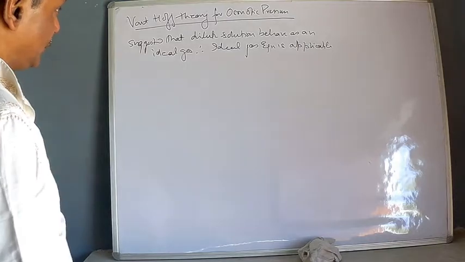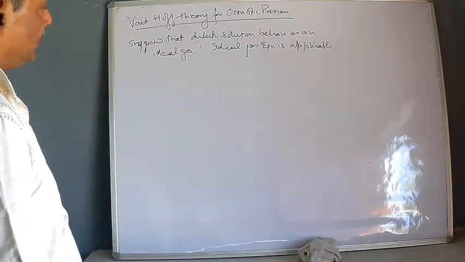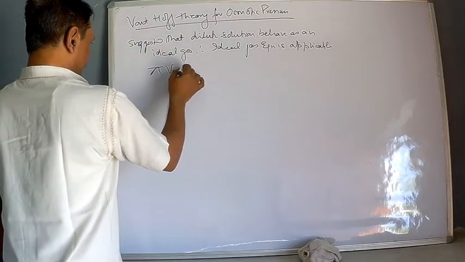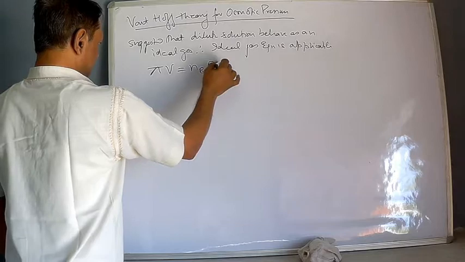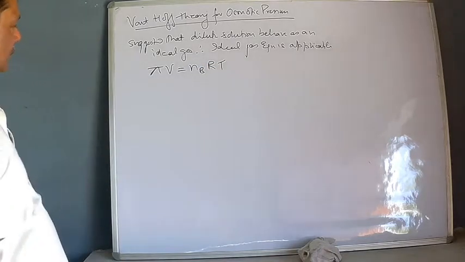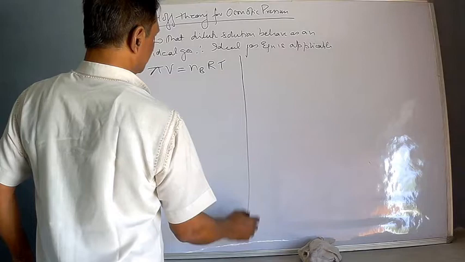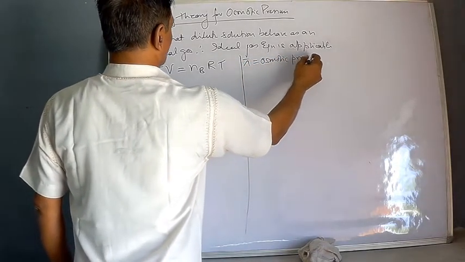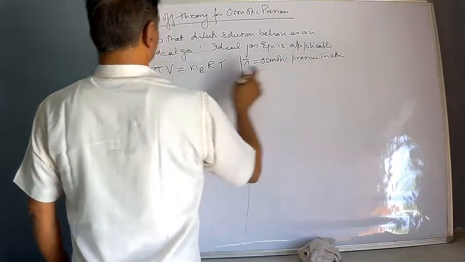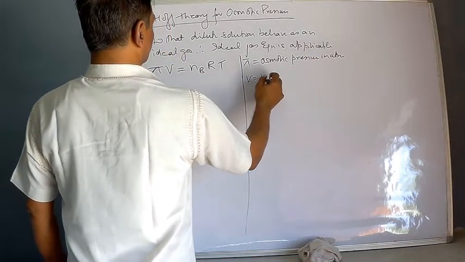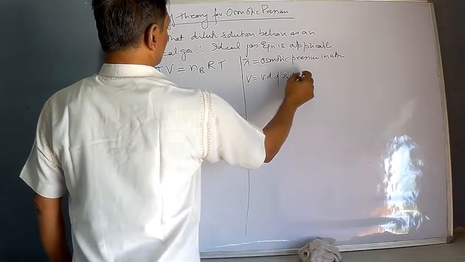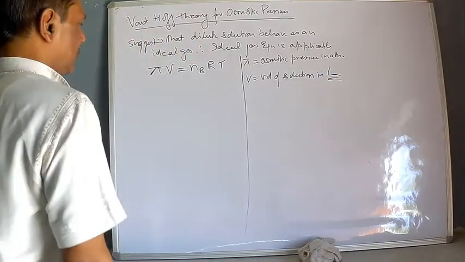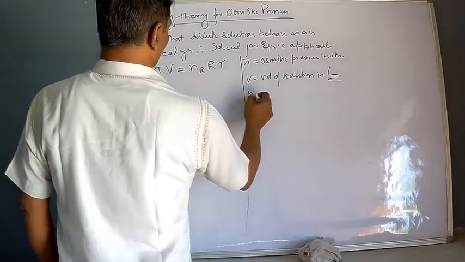In class 11, we studied the ideal gas equation as PV equal to nRT. In this case, we will write it as πV = nBRT. So what is π? π is osmotic pressure in atm. V is the volume of solution in liter. Class, remember, volume of solution should always be in liter. nB is the number of moles of solute.